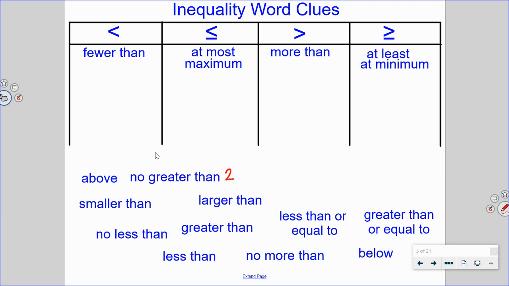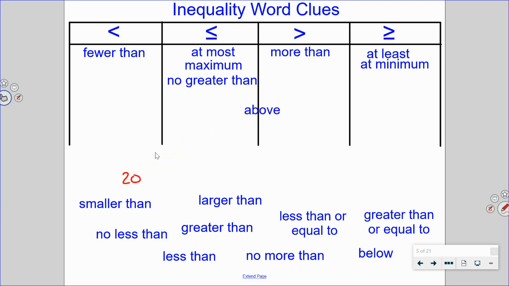No greater than 20 means 20 will do, but can also be smaller. It just cannot be greater. So we're talking another less than or equal to expression. Above 20, you guessed it, it's got to be greater. Smaller than 20 is going to be less. Now think about it. If you want a number smaller than 20, then 20 is no good, so it cannot be equal.